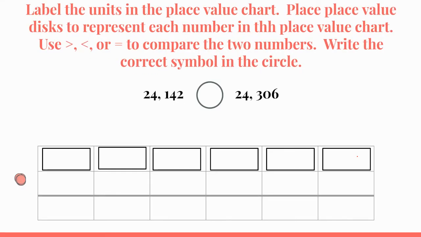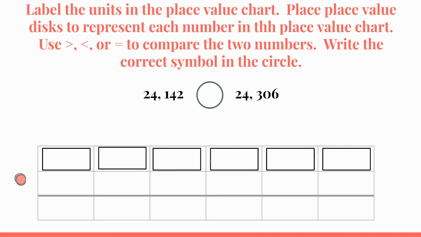So we're going to label the units in the place value chart. Then we're going to place value disks to represent each number in the place value chart. Then we're going to use those symbols to compare the two numbers and write the correct symbol in the circle. All right, so step 1, label your place values. Step 2, use the disk. So when you click on yours, you will be able to move the disks. And then you're going to write the appropriate symbol in the chart there. So go ahead and do that on your own.